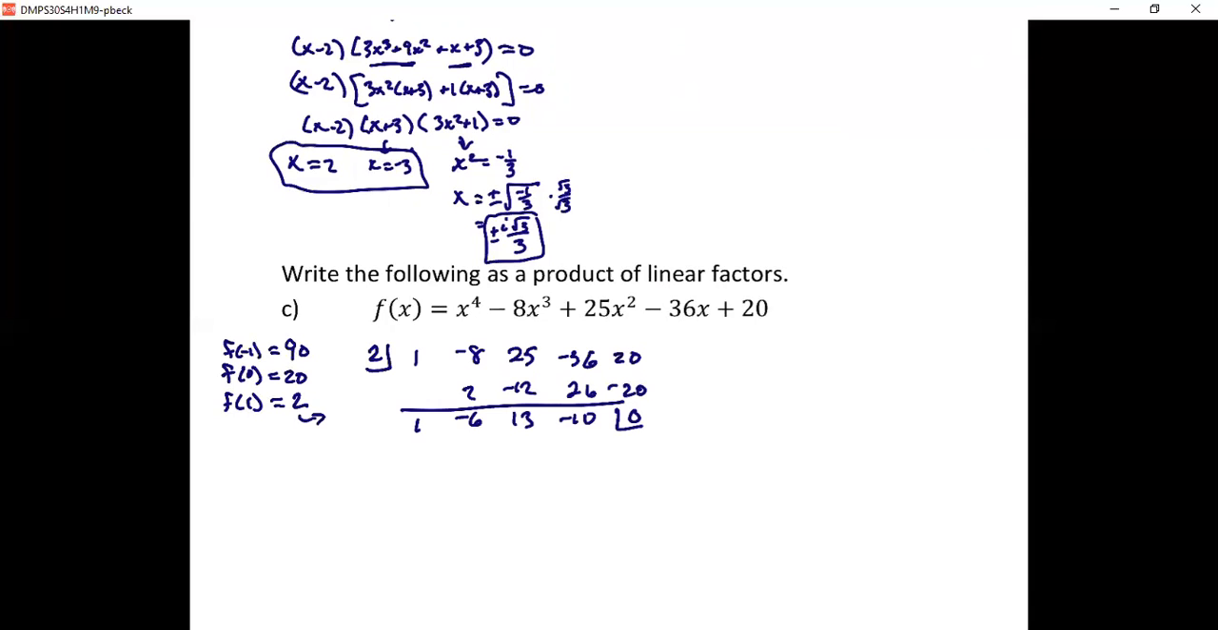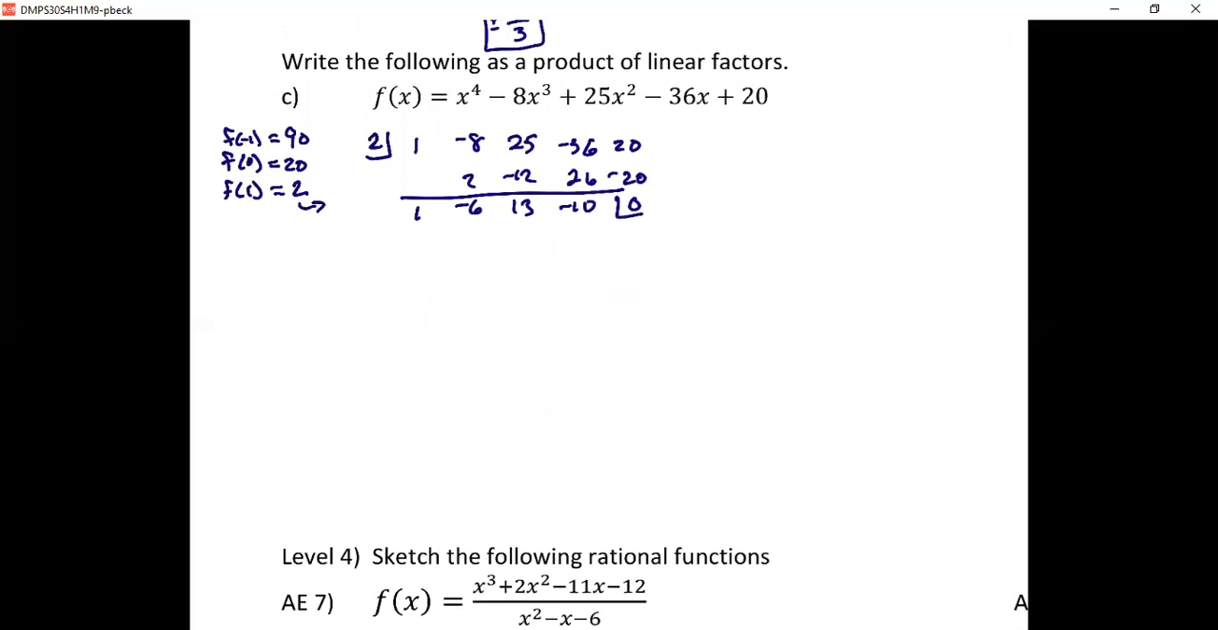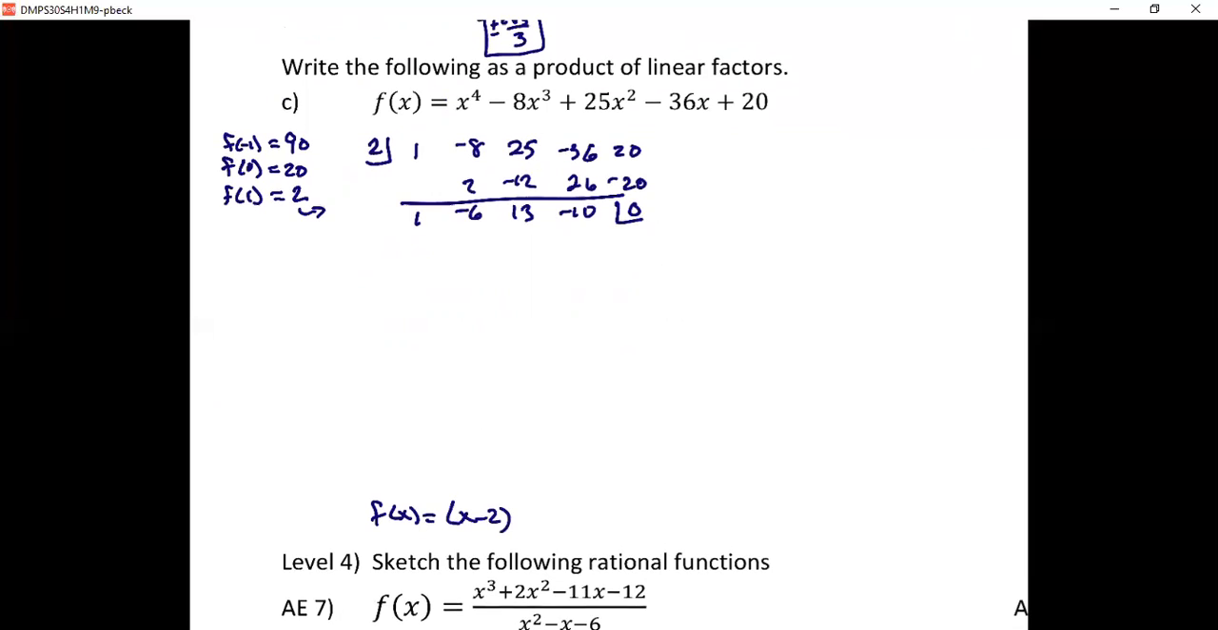That means that in my quest to write this as a product of linear factors, which I'm going to write down here, I know that x minus 2 is one of the factors. Now it's at this point that I have to ask, okay, what can I do? Or what should I do? Well, I don't see any factor by grouping here. I don't see any GCF. And when I say that, I'm really looking at this as 1x to the third minus 6x squared plus 13x minus 10.